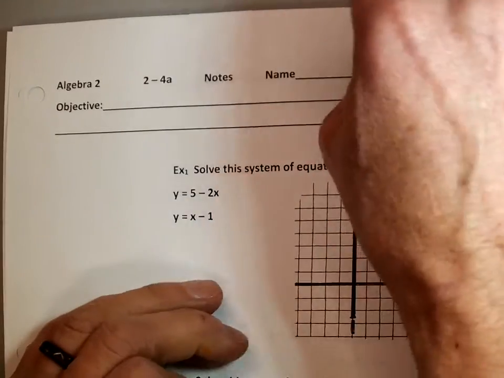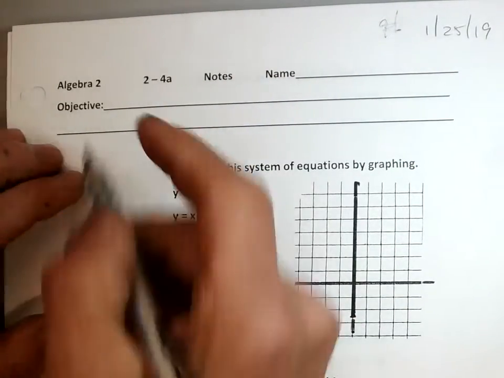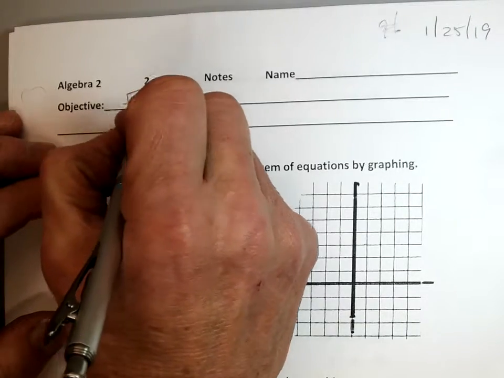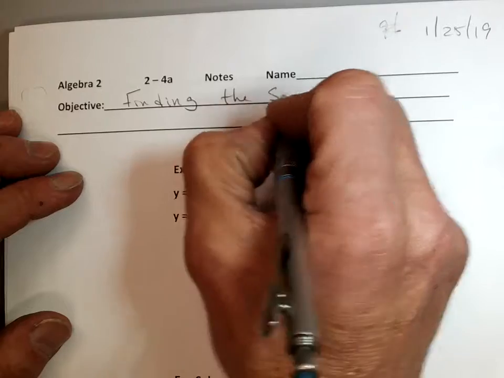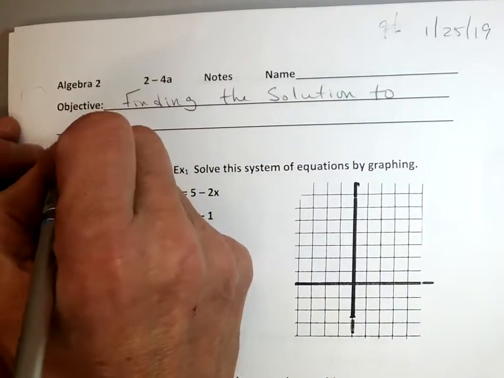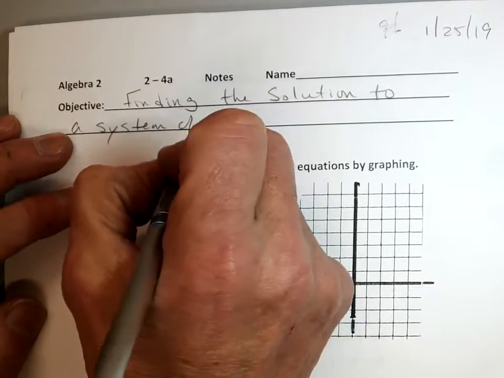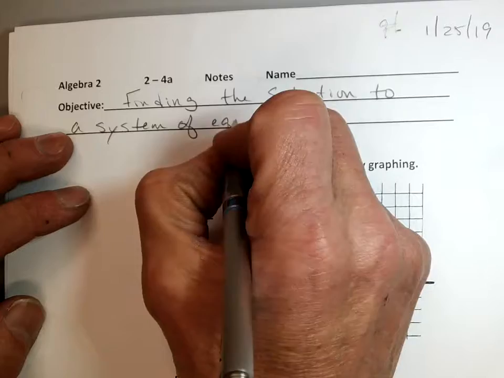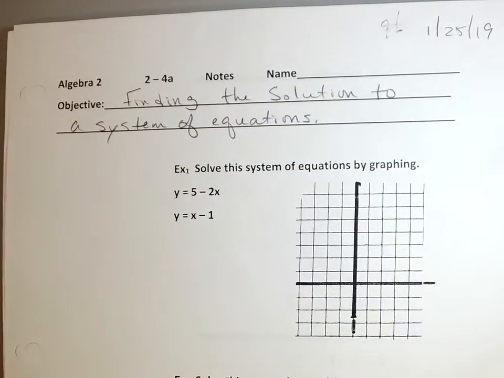1:25:19. There we go. Okay, so today the objective is finding the solution to a system of equations. If I get going too fast at any point in time, just ask the substitute to please pause the video, and they can do that and slow you down.